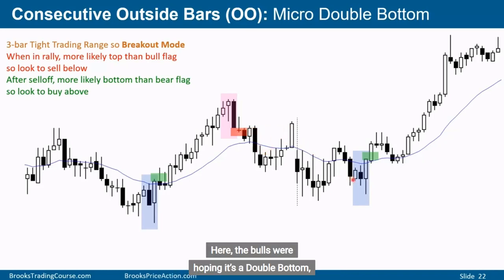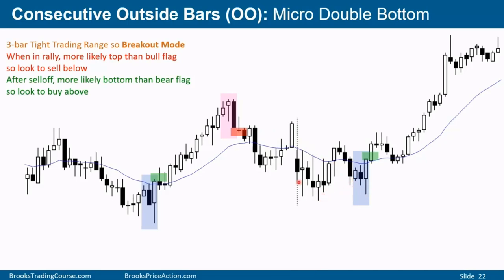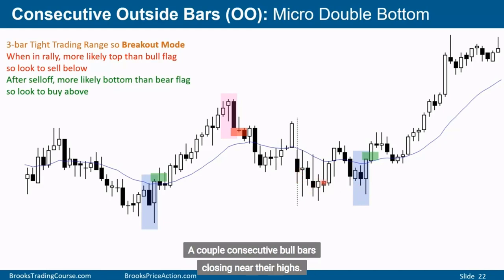Here, the bulls are hoping it's a double bottom, a higher low double bottom. This is the start of the day. A lot of trading range trading. A couple consecutive bull bars closing near their highs. Probably always in long. We have 3 bear bars, but we did not go below this low. It's still always in long, but it's breakout mode.